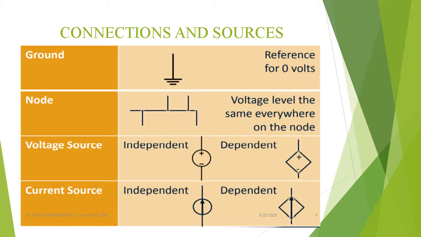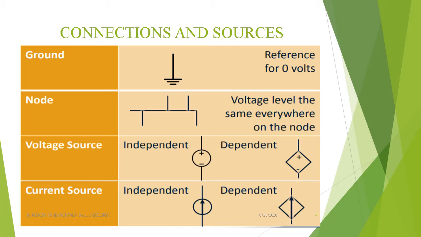Then node. A node is a common point connected to three or four branches. If more than two branches are connected at a point, that point is considered a node in the circuits or networks. The voltage level is the same everywhere on the node. From this node to the reference, the voltage appears to be the same, in the sense that these are connected at a single point. So that particular point we call a node.